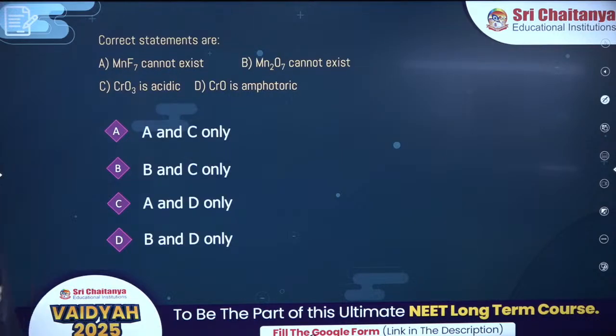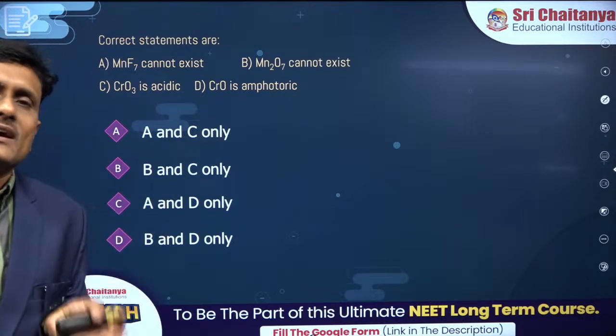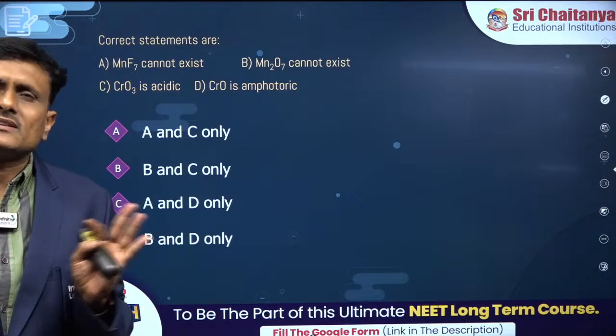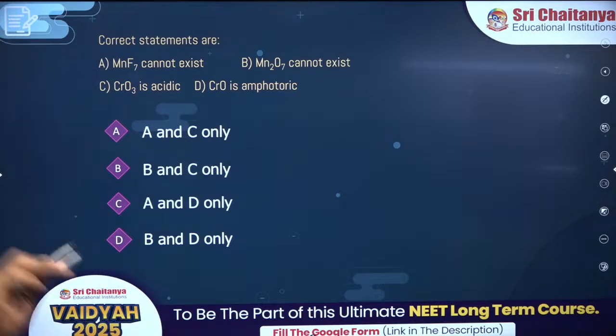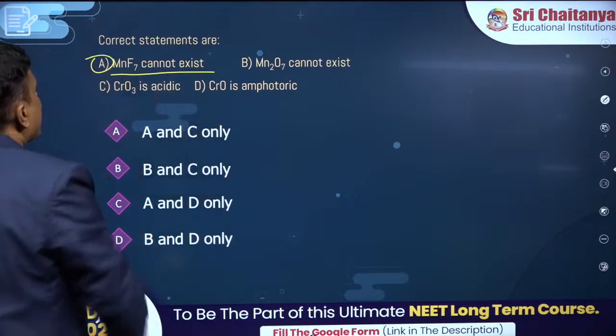It's a theoretical question. MnF7 cannot exist is a correct statement. Nowhere have we seen MnF7 existing, because you need to understand that 7 fluorines with high electron density around themselves cannot be accommodated. They will repel each other. It's a correct statement. MnF7 cannot exist. 7 fluorines cannot accommodate. Very crowded. Electron density is very, very high. So MnF7 cannot exist is a correct statement.